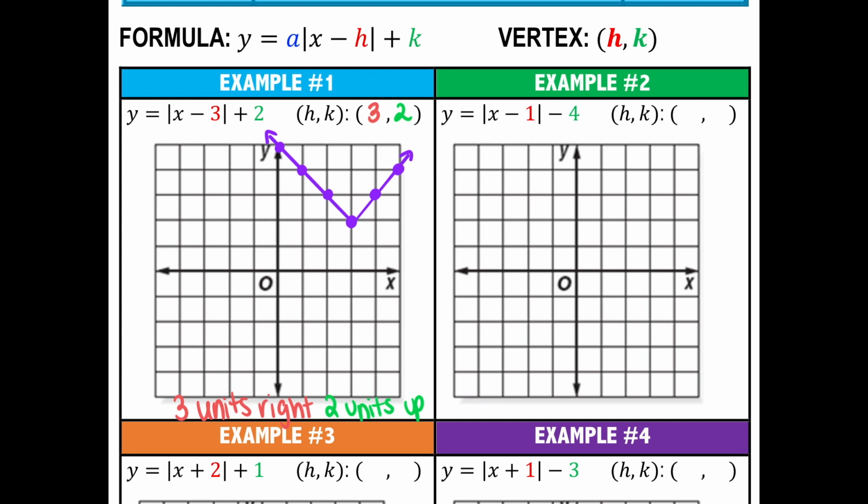For example 2, we have the function y equals the absolute value of x minus 1 inside the absolute value bars, with a constant minus 4 outside of the absolute value bars. So when I go to identify my vertex, whatever I see inside the absolute value bars, I'm going to switch the sign. So my x value for the vertex, or h, is 1, and my y value for the vertex is exactly what that constant is outside the absolute value bars. So our y value for the vertex is -4. I can go ahead and plot this on my coordinate plane and then add additional points to construct the rest of this graph.